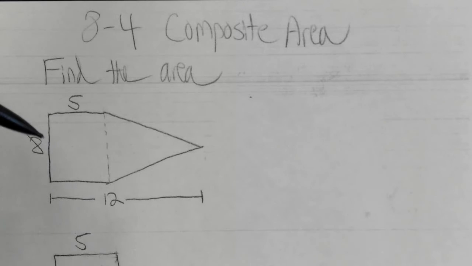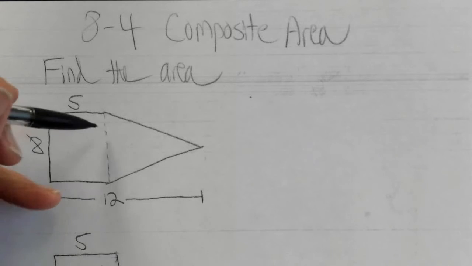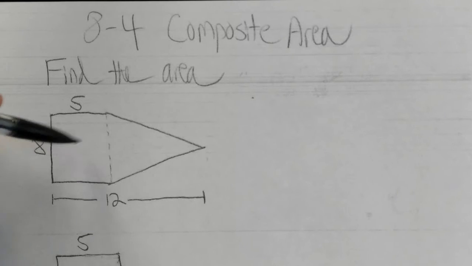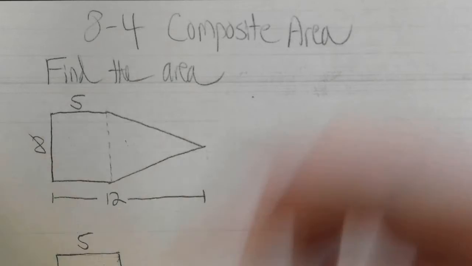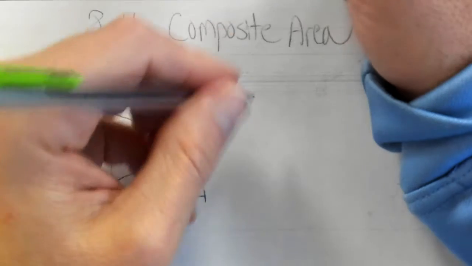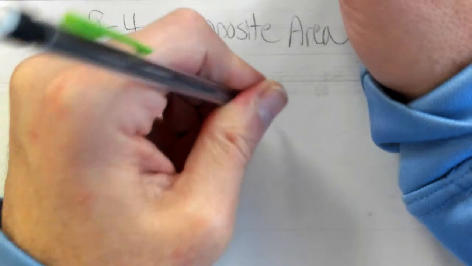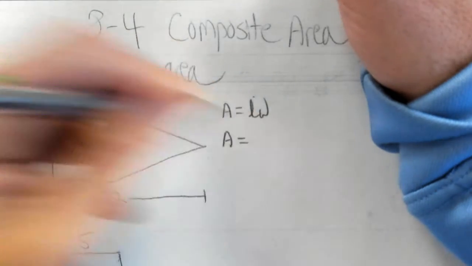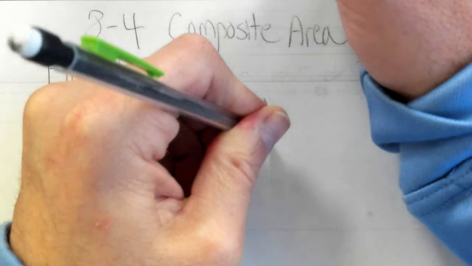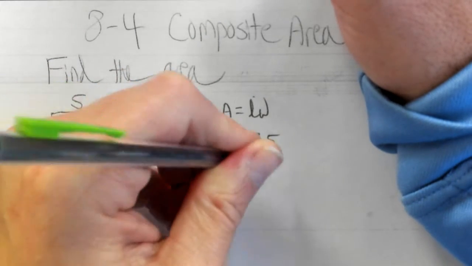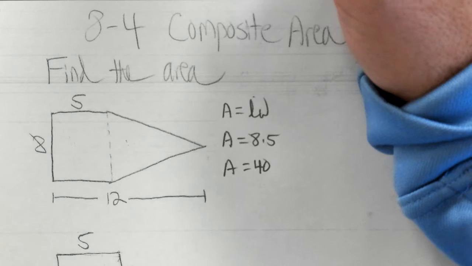And so what we've got to do is determine how we can divide the overall figure into pieces that are shapes that we have formulas for the area for. So for example, if I cut this here, that turns it into a rectangle and a triangle. So then I can find the area of the rectangle, the area of the triangle, add them together, and get the full area. So let's work on the rectangle first. Area equals the length times the width, which means the area equals 8 times 5 in this case. And so the area of the rectangle is 40.